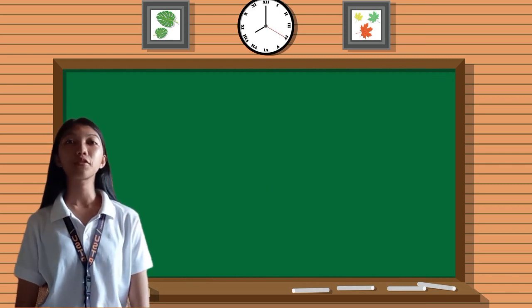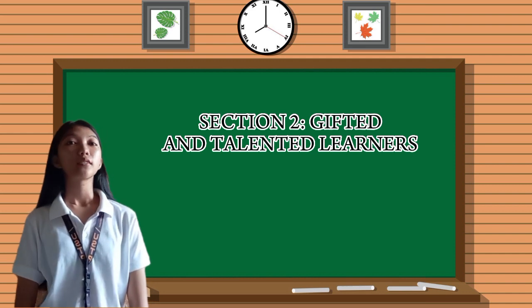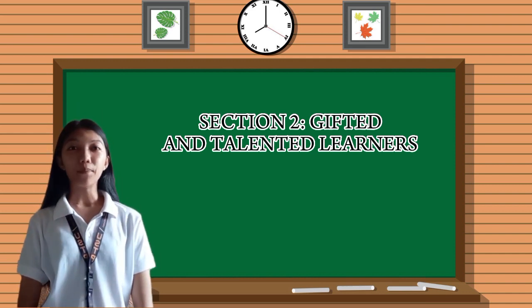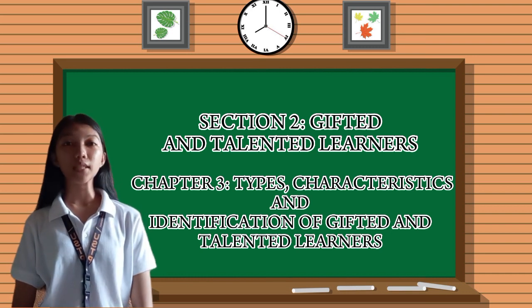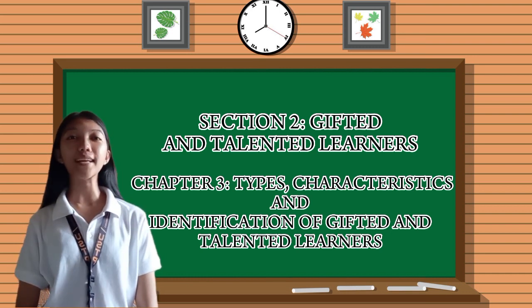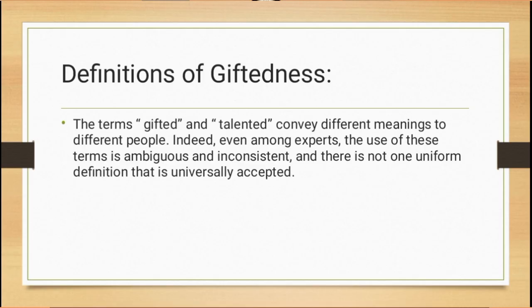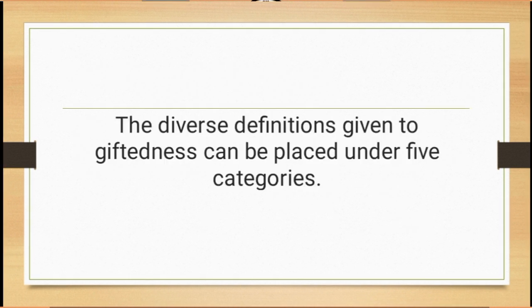Our topic for today's session is Section 2, Gifted and Talented Learners. Chapter 3, the types, characteristics, and identification of gifted and talented learners. So what is giftedness? The terms gifted and talented convey different meanings to different people. Indeed, even among experts, the use of these terms is ambiguous and inconsistent, and there is not one uniform definition that is universally accepted. The diverse definitions given to giftedness can be placed under 5 categories.